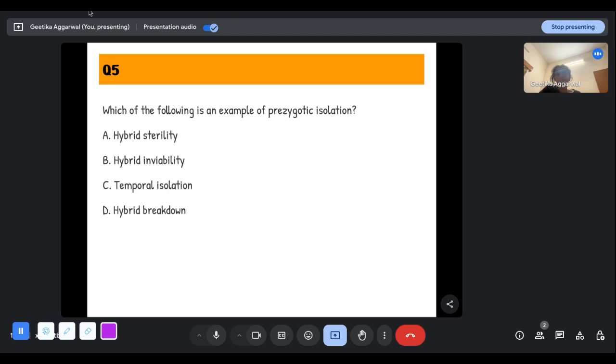So, as you might have already guessed, the correct answer is temporal isolation. All of the other ones, hybrid sterility, hybrid inviability, and hybrid breakdown, are actually examples of postzygotic isolation because the hybrids are either sterile, they are unable to reproduce themselves, they are inviable, they're unable to survive, or the second filial generation is unable to reproduce or survive. So that is why these are all postzygotic isolation processes. Only temporal isolation or seasonal isolation is a form of prezygotic reproductive isolation.